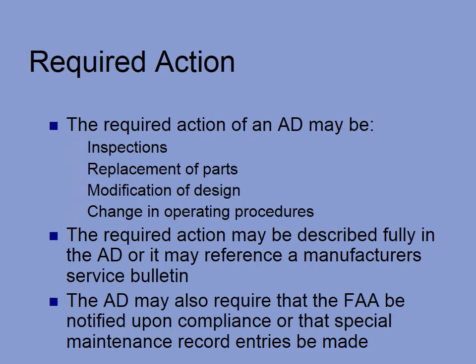Some examples of the type of action an airworthiness directive may require are inspections, replacement of parts, modification of design, or a change in operating procedures. The required action may be described fully in the AD, or it may reference a manufacturer's service bulletin. There may also be specific notification or record-keeping requirements specified in an AD.